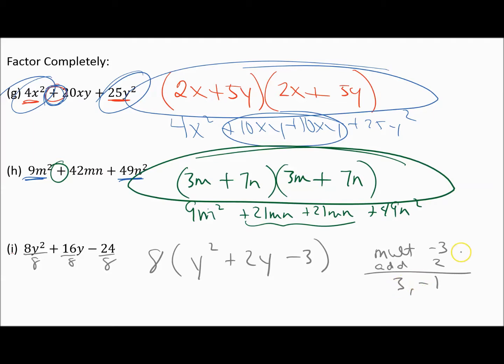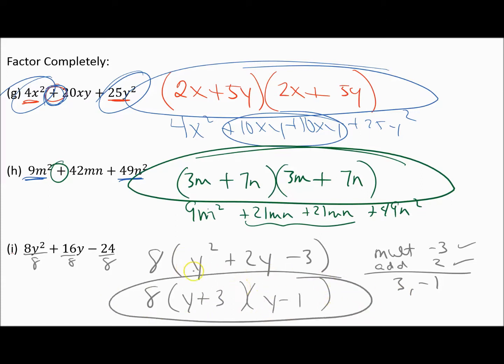Check the multiplication, it checks out. Check the addition, it checks out. So the 8 comes down. Don't forget your greatest common factor in your final answer. And you have y plus 3 times y minus 1. So remember, when the leading coefficient's 1, you don't have to do a factor by grouping step.